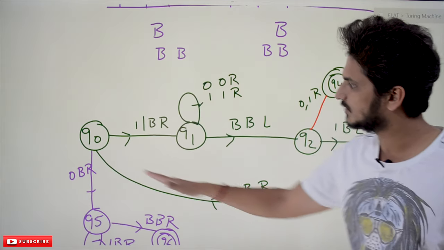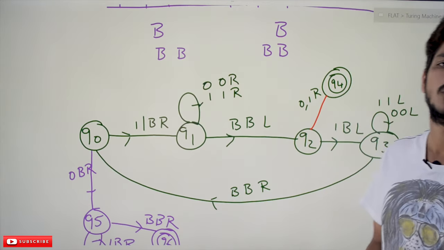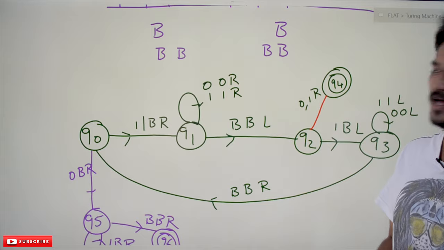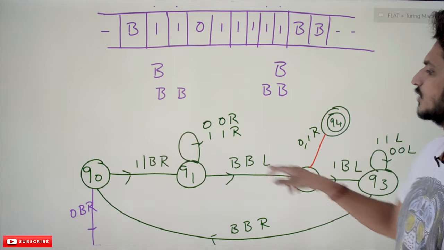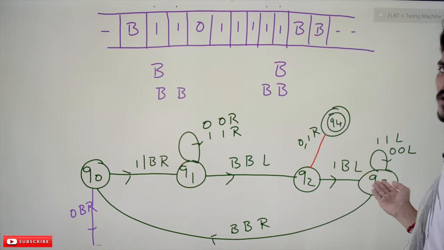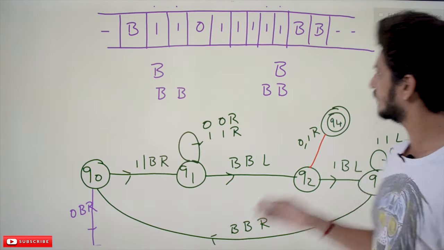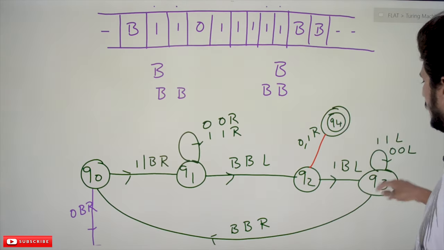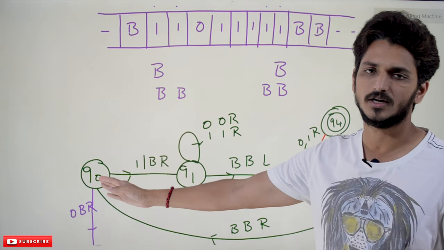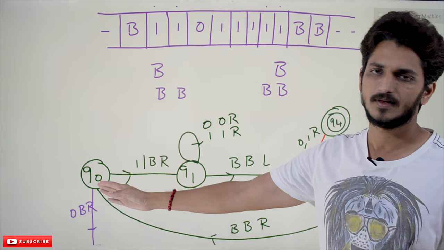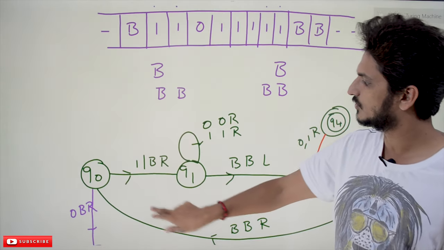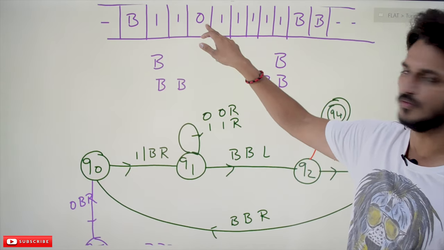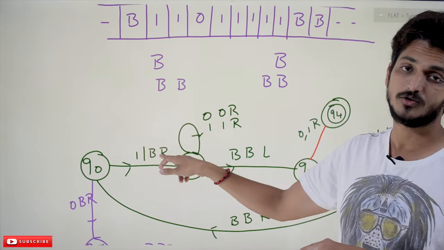So whenever you see blank, we will come to the Q naught state. Again, repeat. If you find one, convert it into blank. Move right side. Go here. Again, we convert this second one into blank, again go to Q naught state. Whenever you move right side, Q naught on. Now we are in 0. If you found 1, we have to convert into blank.